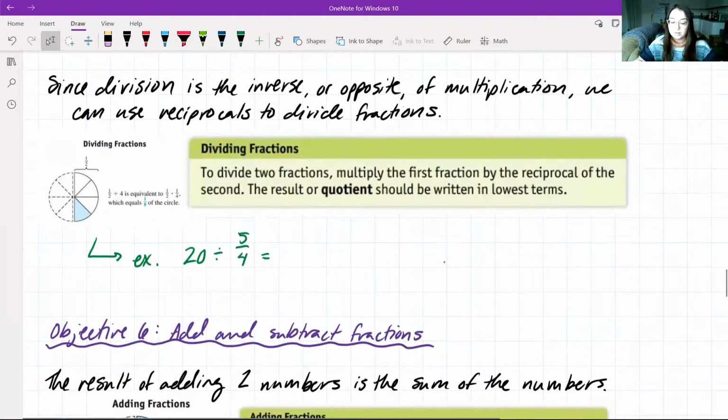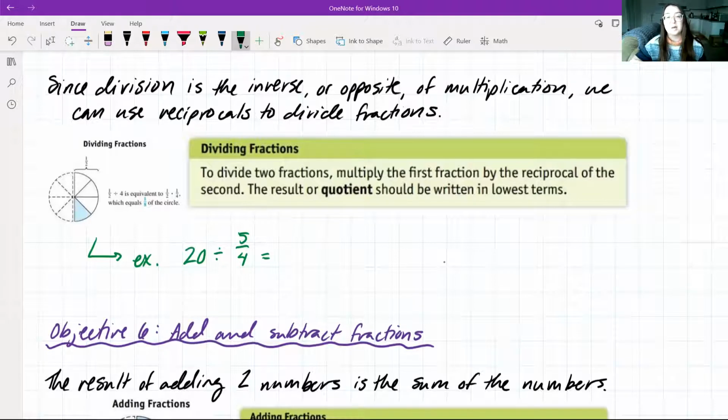So since division is the inverse or the opposite of multiplication, we can use reciprocals to divide fractions. So to divide two fractions, we want to multiply the first fraction by the reciprocal of the second. The result, or the quotient, should be written in the lowest terms. So looking at our image here also, when we divide fractions, it's originally a circle. It's been separated into 8 parts. And what we see here is that we're really only considering 1/2 of the circle. So we want to take 1/2 divided by 4. And we're saying that this is going to be equivalent to saying 1/2 times the reciprocal of 4, which is 1/4.